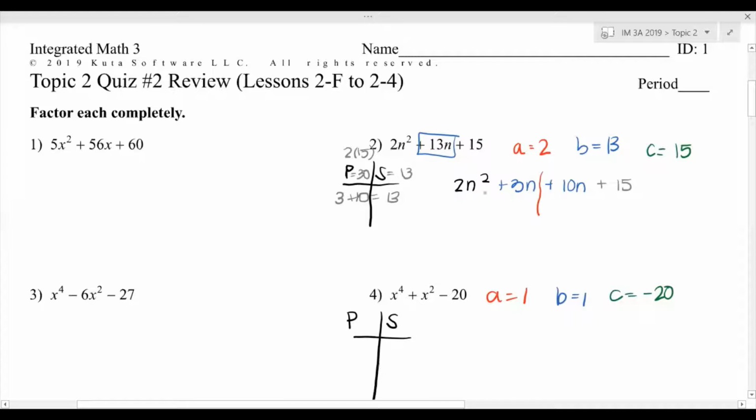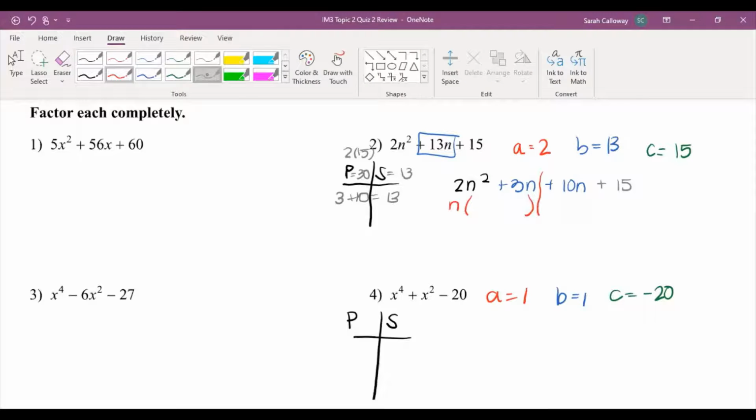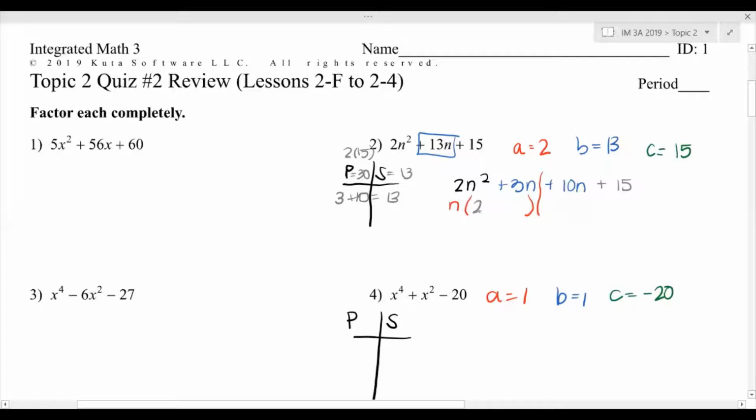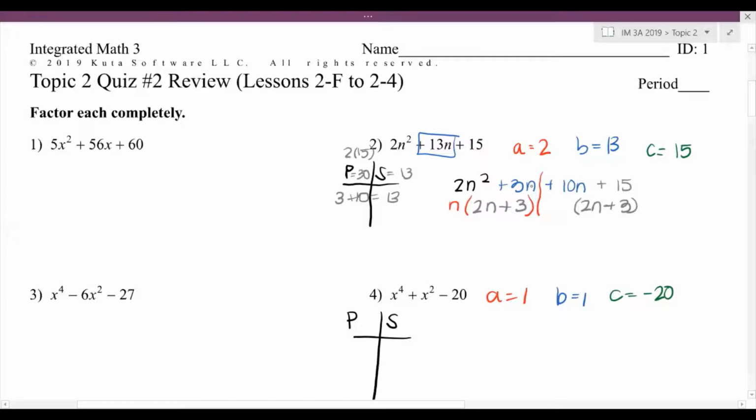So I'm looking at these 2 terms and I want to find what they have in common. 2 and 3 have no common factors except for 1, so I can just take out a variable. Since I have n squared and n, I can take out 1n. When I'm factoring, remember we're technically dividing. So 2n squared divided by n gives us 2n, and 3n divided by n gives us 3. The way grouping works is that I should get another 2n plus 3 when I factor the GCF out of the other 2 terms.